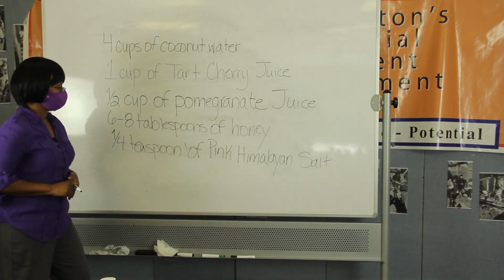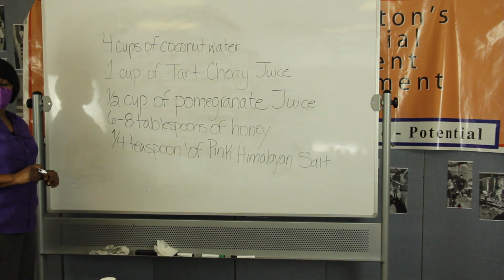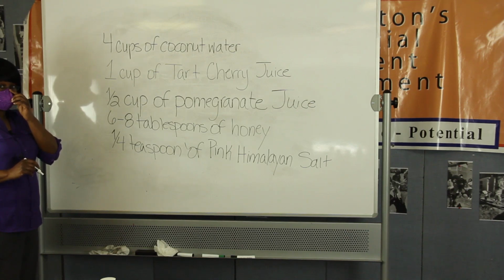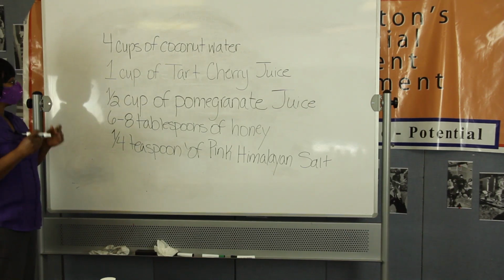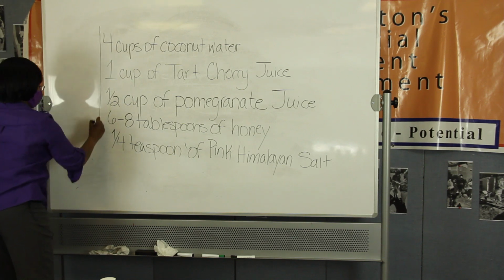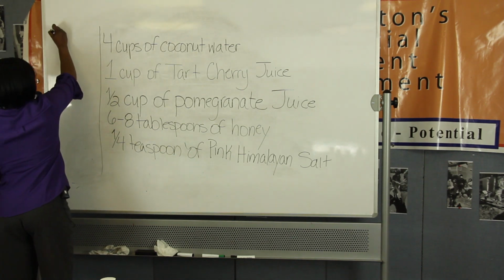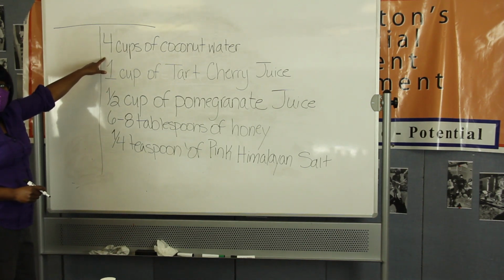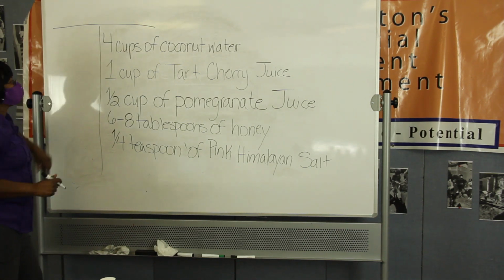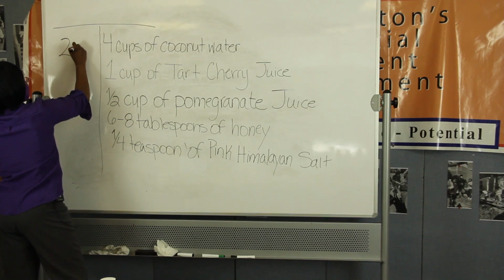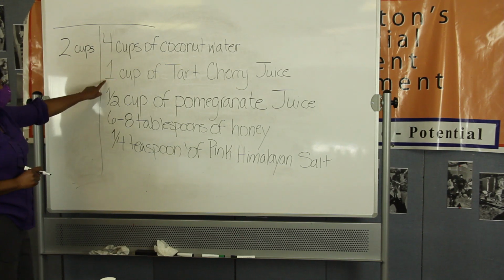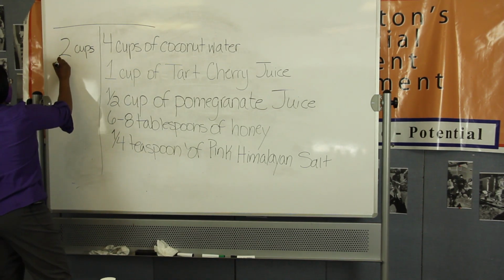All right. So we're going to mix all of this together. Here's the only thing. I only want half of the recipe. So how are we going to change it? So on the side, we're going to half it. Okay? So instead of 4 cups, what's half of 4 cups? 2 cups. What's half of 1 cup? 1/2 cup.